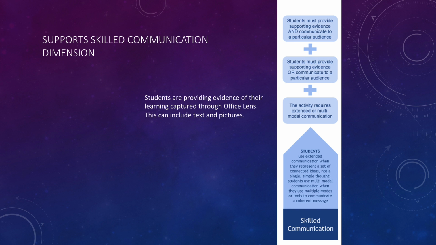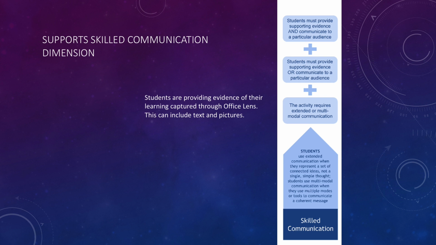Office Lens supports the skilled communication dimension. And the reason why it does is because students are providing evidence from their own learning. When they use Office Lens, it allows them to capture their real work, everything that they did, whether it's written or if it's a picture of something in the classroom. The whole idea behind it is they have proof of their learning, and with actual pictures, it really makes it concrete for whatever they're presenting.